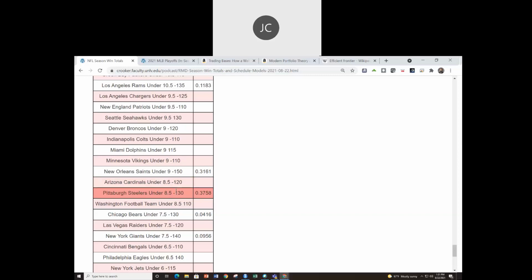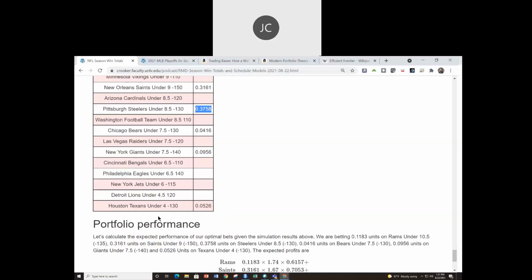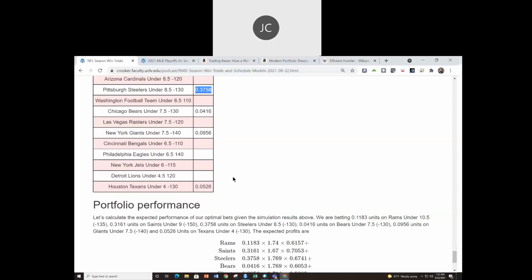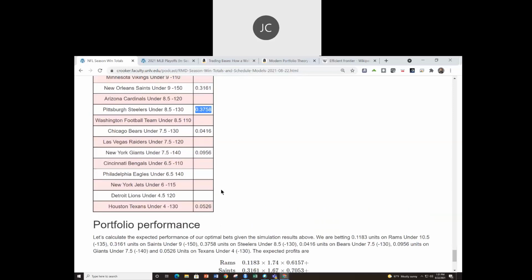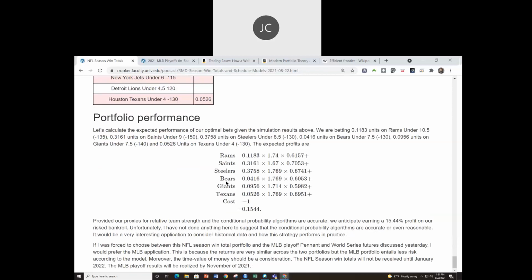Also like the Steelers under 8.5, price of minus 130, wagering 37.58% of our budget. Small positions on the Bears under 7.5, the Giants under 7.5, and even a position on the Houston Texans under 4, right? About 5% of our risk portfolio. Okay, and so then that is our optimal bet.